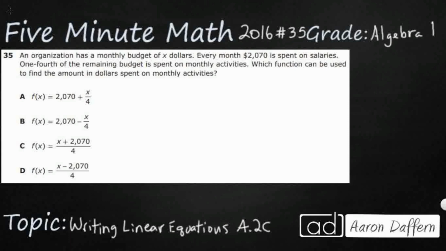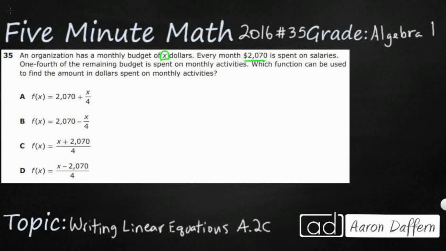So we have an organization that has a monthly budget of x dollars, so we don't know. Every month, this amount, $2,070, is spent on salaries, and then 1/4 of the remaining budget is spent on monthly activities. Okay, that's kind of interesting.